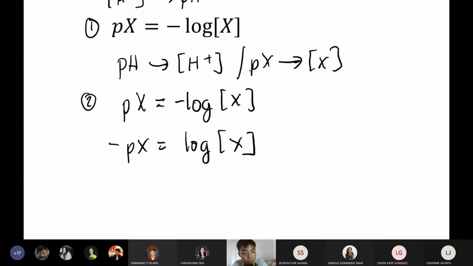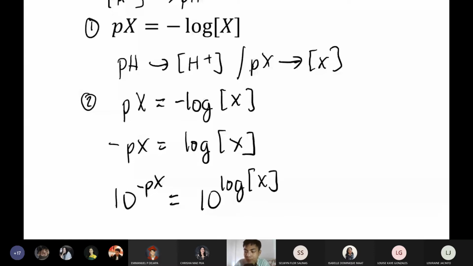So, we have negative px equals log x. Then, anong gagawin? These numbers, itong dalawang to, pwede natin siyang gawing exponent ng 10. Okay? So, gagawin natin 10 raised to negative px equals 10 raised to 10 raised to log x na. So, equal pa rin yan, kasi parehas yung base ng ating exponent. So, parehas silang 10. So, equal yan. Then, anong mangyayari?